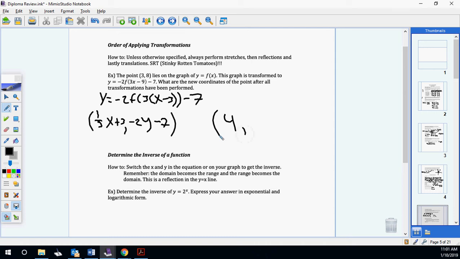My second one is 8. So -2 times 8 is -16. Minus 7 is -23. So (4, -23) is where you'd go.